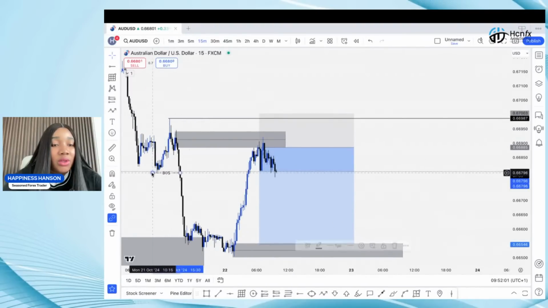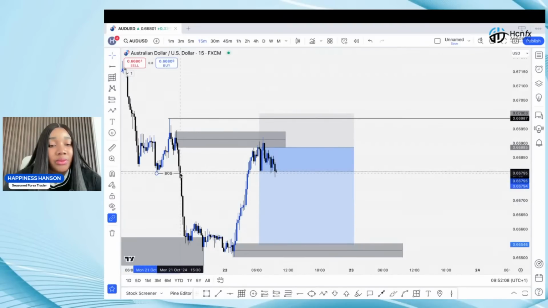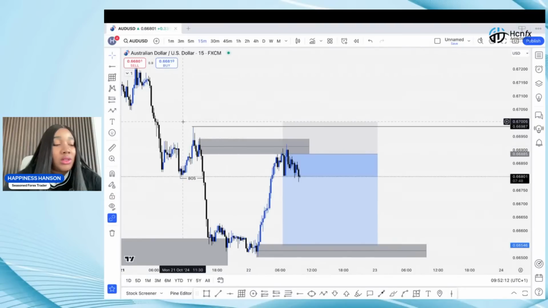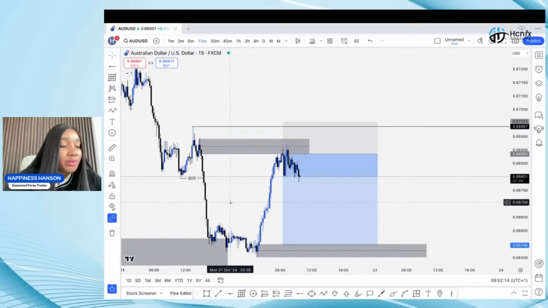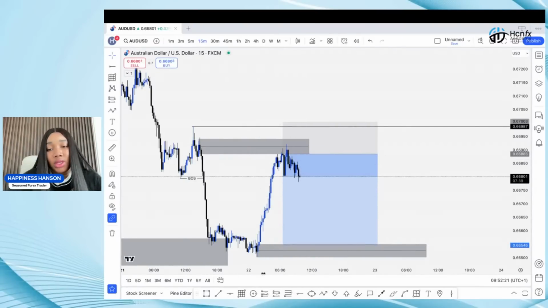So for the AUD USD traders, if you're on this sell, keep holding. If you're not in, you can still go in. It's not too late. A quick sell on AUD USD. If you don't want to sell, you can wait for it here. But for now, a quick sell on AUD USD.